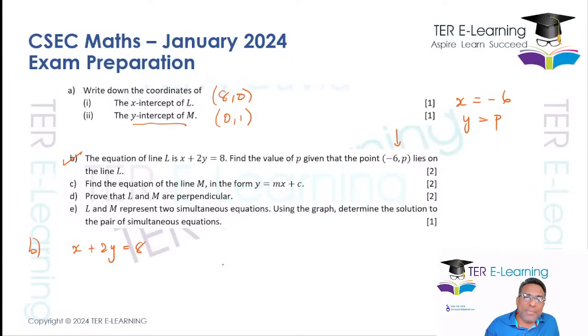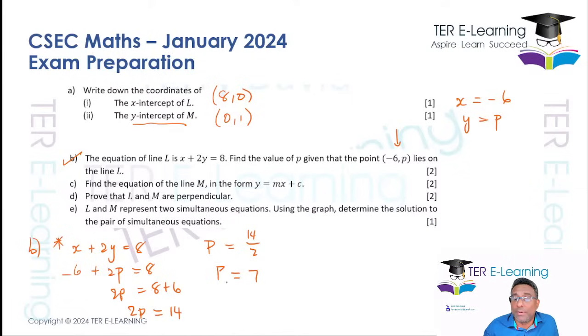So if you want to figure out what p is, all you need to do is plug that into this equation. So this is going to be -6 plus 2y, in this case y is going to be p, is equal to 8. So 2p is equal to 8 plus 6. So 2p is equal to 14. Therefore p is equal to 14 over 2. So p is equal to 7. That's the value of p here. So that takes care of part B.